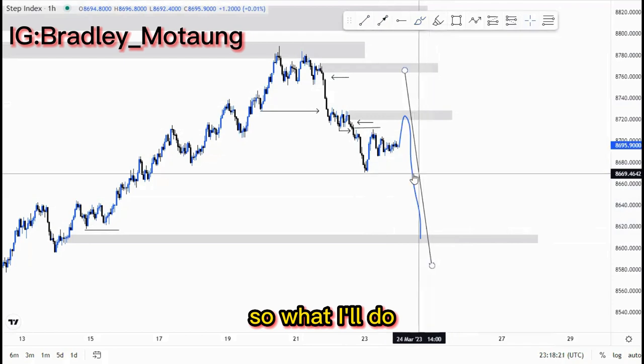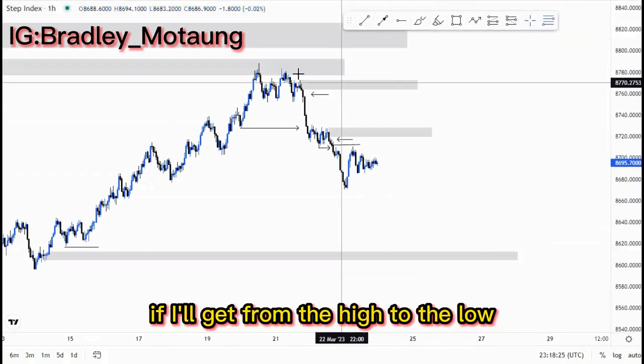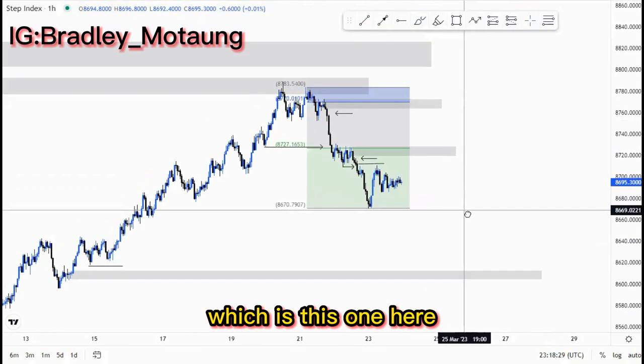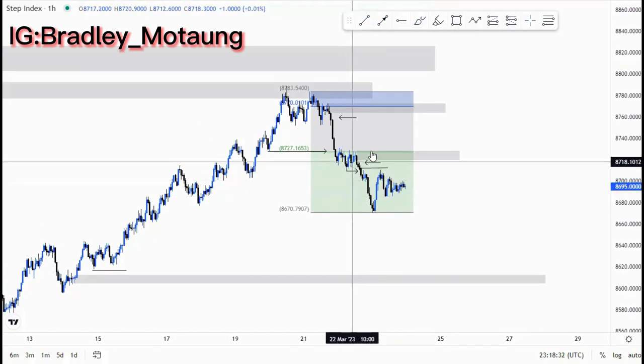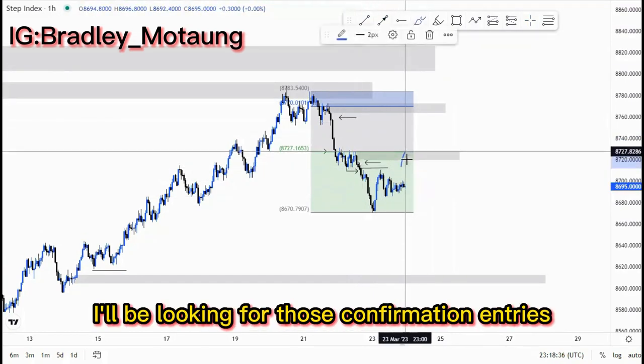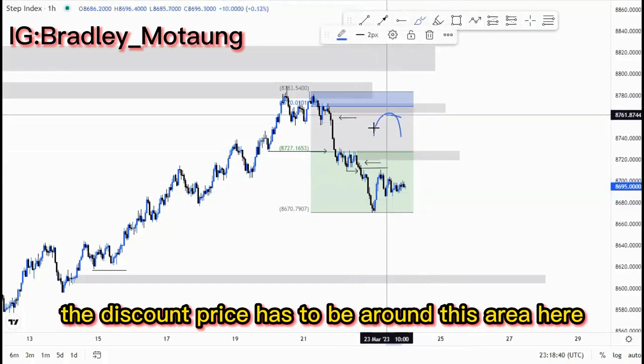So what I'll do is plot out my Fibonacci tool and see if I can draw it from the high to the low, which is this one here. As you can see, we are not at discount around this area here. So that is why I'll be looking for those confirmation entries around here, just because the discount price has to be around this area here.